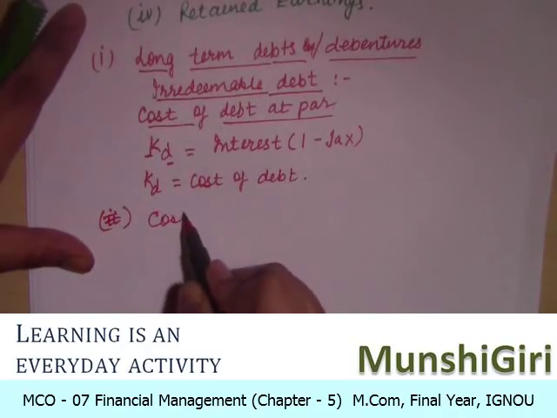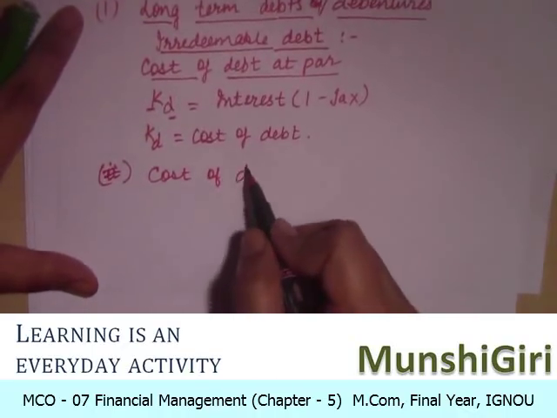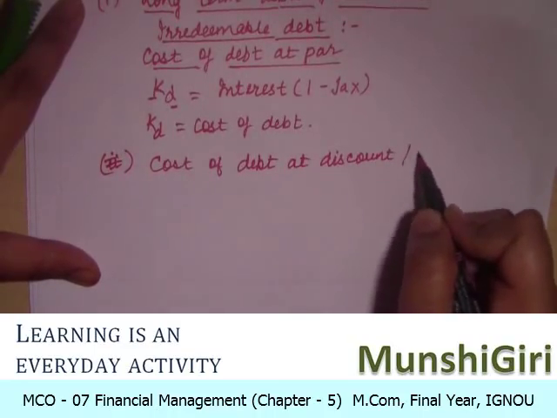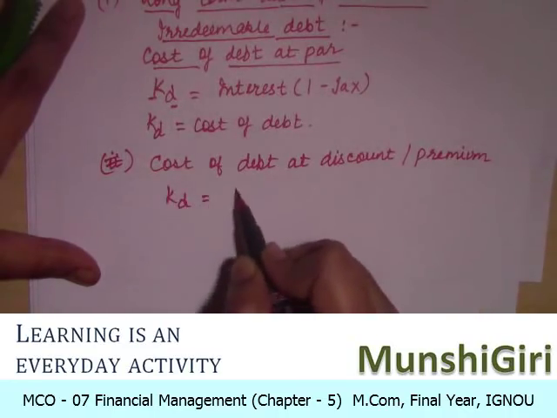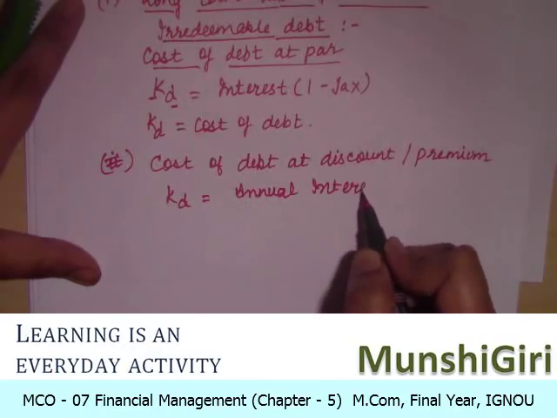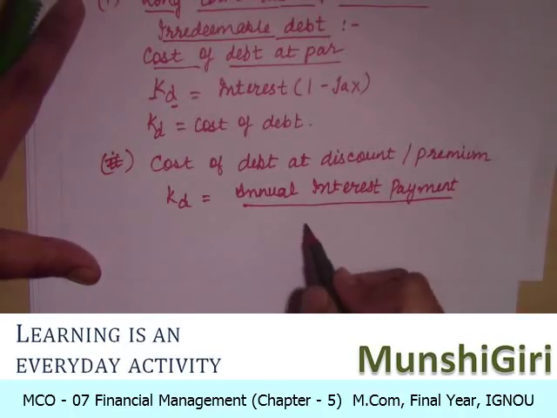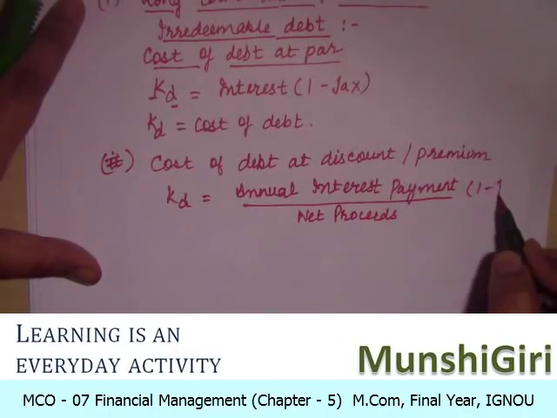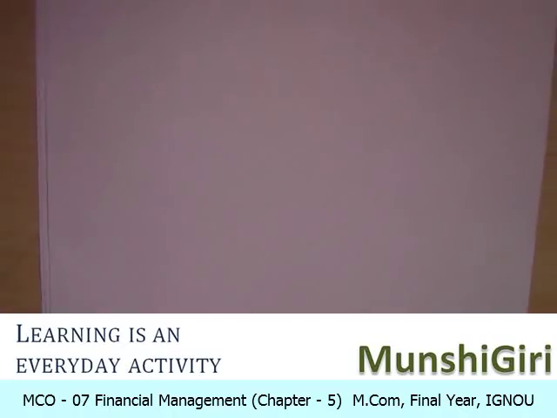Now is cost of debt at discount or premium. This can be calculated using the formula KD is equal to annual interest payment divided by net proceeds, (1 minus tax). This was in case of irredeemable debt.